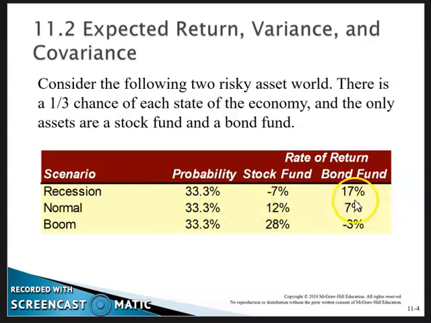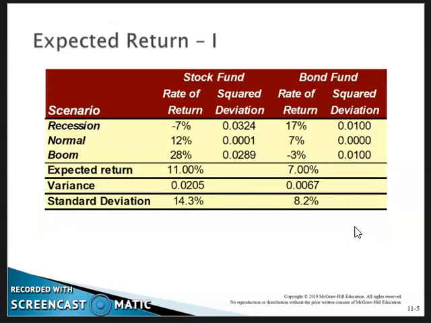So bond funds, 17% in a recession, makes sense. Interest rates typically fall, and the value of bonds goes up. Normal return, 7%, and a loss in a boom. Interest rates typically rise in a boom. So next slide, calculating those expected returns. Since the probabilities are even, we can add them up and divide by three. You get 11% for the stock fund, 7% for the bond fund.